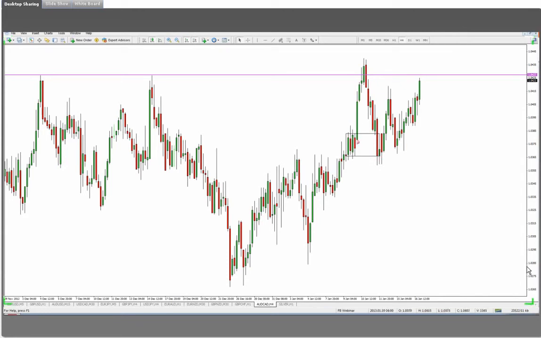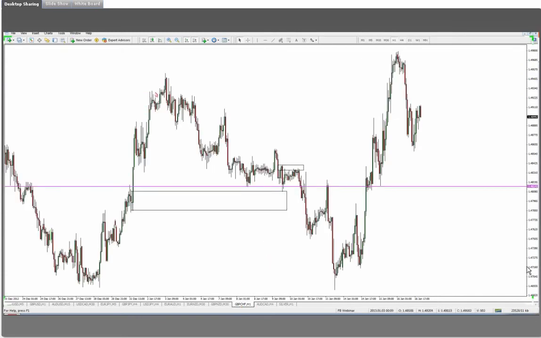Okay, and obviously the target's going to be this demand which led to the move up. Pretty clear. Pound Swiss franc H1.